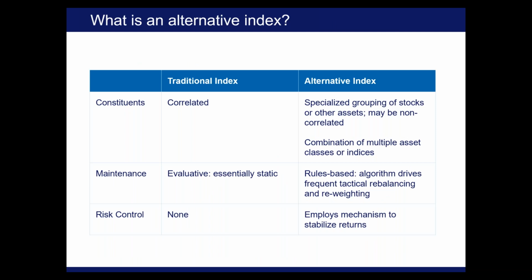So what are alt indices? The alt index space is diverse, but there are some common elements that distinguish them from traditional index designs like the S&P 500. As this table shows, alts typically reflect a specialized group of components or even a blend of several underlying independent indices. They typically employ some rule-based algorithm that rebalances, reweights, or realigns the underlying components, typically at a pace that's much more dynamic than traditional indices. And they also typically include a volatility control mechanism.